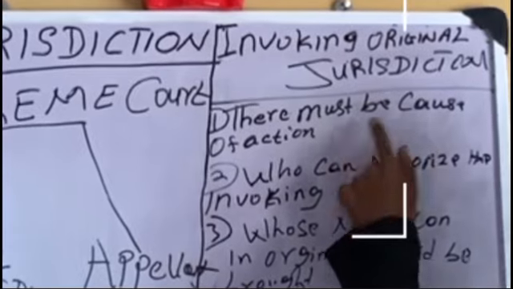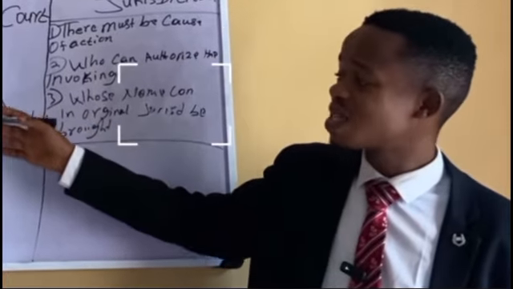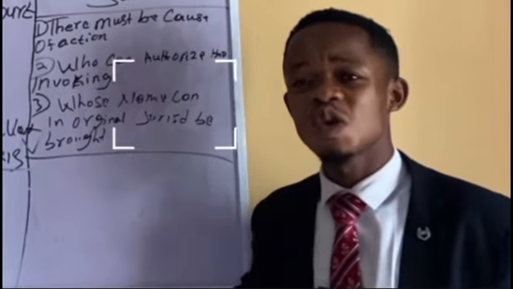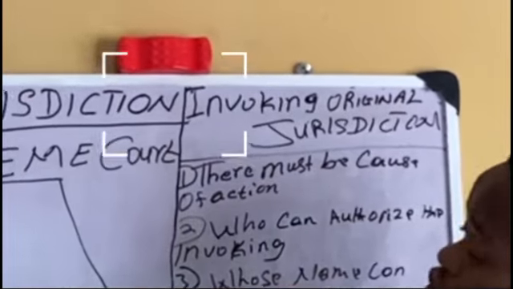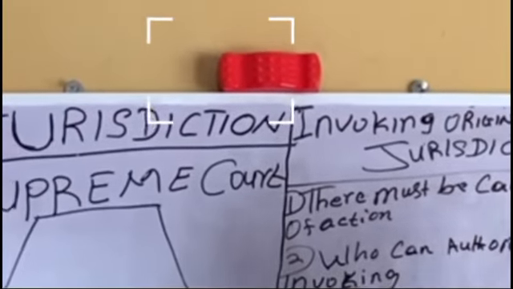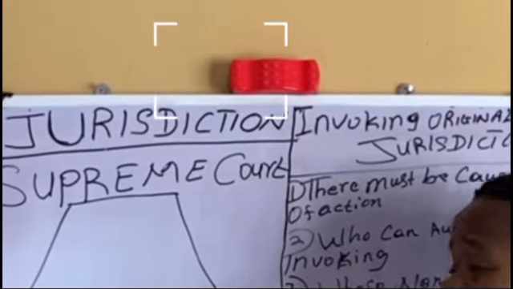Now, number one is that there must be a cause of action. What this is saying is that for you to successfully invoke, this is what you have to know about it. So don't expect that the lecturer will just ask you, what is Supreme Court? Which court has original jurisdiction between states? If you are not dealing with those direct questions, they will basically test you on how somebody can successfully invoke it. They may tell you to advise on whether you can invoke the original jurisdiction of this court on this matter.